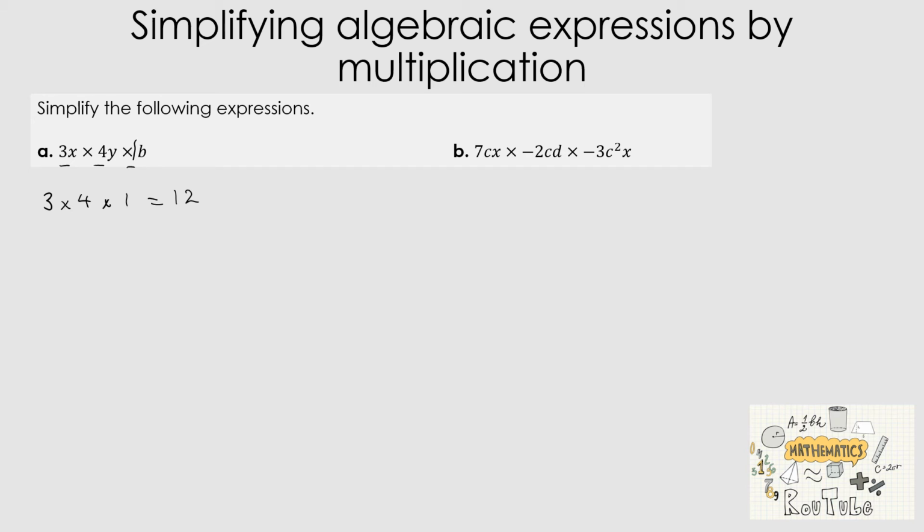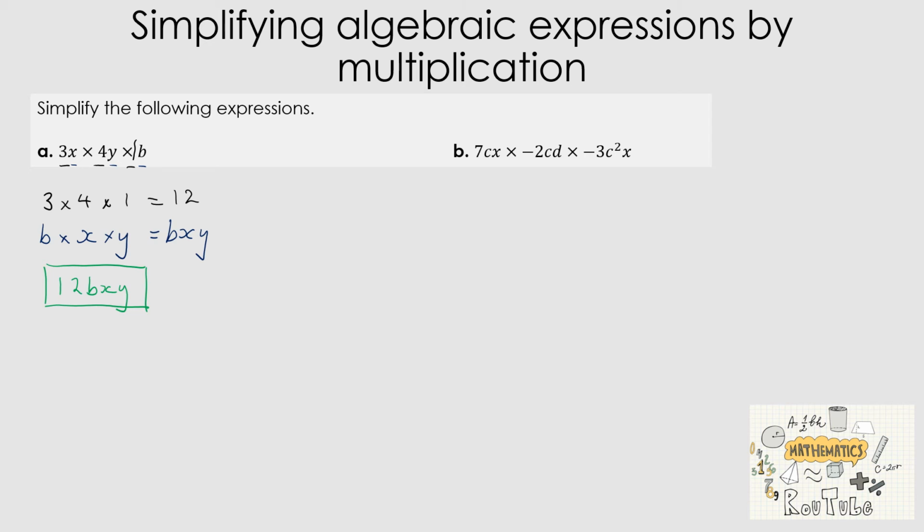Now let's multiply the variables together in alphabetical order. So the first one should be b, and the next one, times x, times y. Hopefully we know, we just rewrite that as bxy. So we join them together, remove the multiplication signs, and write them in alphabetical order as we have done. And then we join the coefficient with the variables. So we've got 12bxy, and there's our finished product.